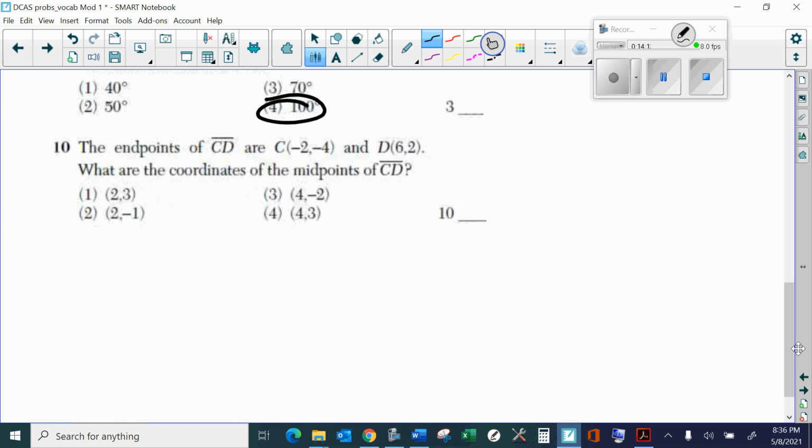The endpoints of segment CD, what are the coordinates of the midpoint? Add the two x's divided by 2. That's 4 divided by 2 is 2. And add these two y's. It's negative 2 divided by 2 is negative 1. See, there's your midpoint formula right there. One example of it.